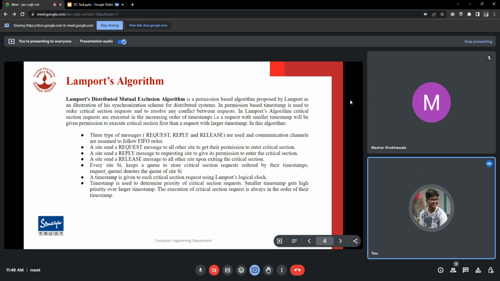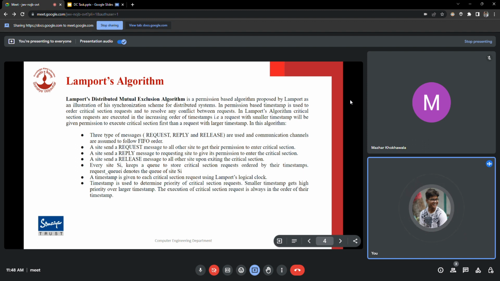There are three types of messages that are used to communicate between channels, and the order is FIFO. The three types are request, reply, and release, and they are pretty self-explanatory. A site, or a node, sends a request message to all other sites to get their permission to enter the critical section. A site sends a reply message to the requesting site to give its permission to enter the critical section, and a release message is sent to all other sites upon exiting the critical section.